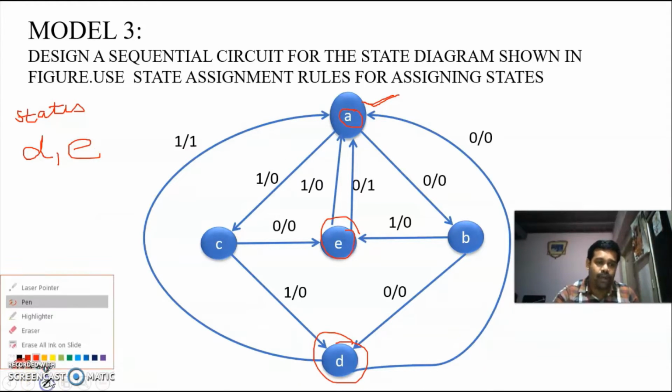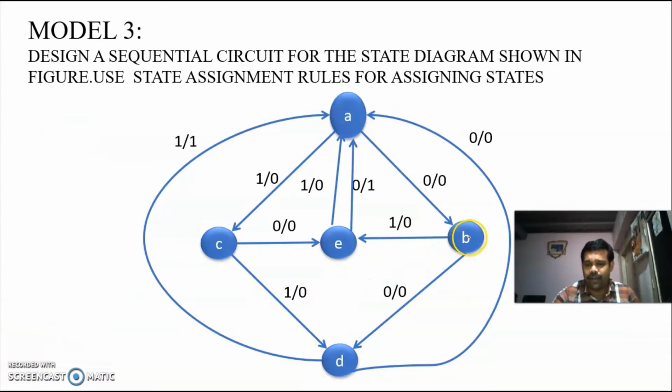Okay. Now we can go to B. You consider B. B is receiving input only from A. So rule 1 can't be applied to state B. Now you come to C. C is receiving input only from A. Here also the rule will not apply.